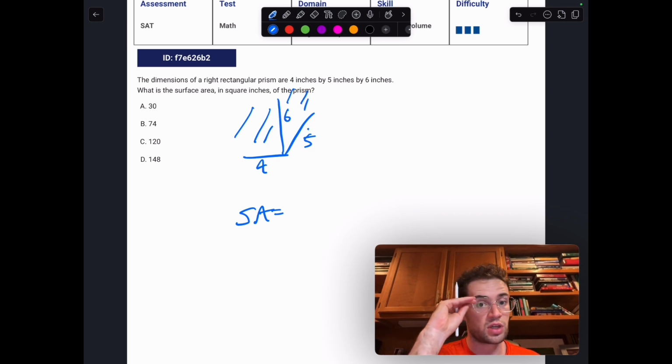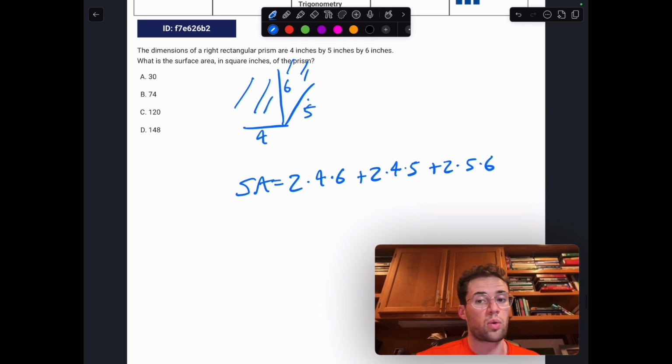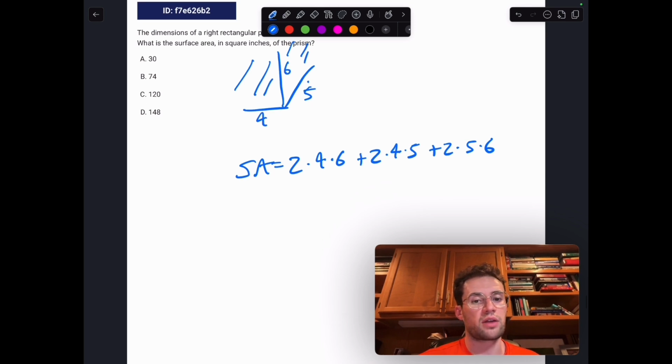Each of those edge lengths will match up with each of the other ones 2 times. So we just do 2 times 4 times 6 plus 2 times 4 times 5 plus 2 times 5 times 6. It doesn't matter what order you write them, just make sure that all of them are accounted for.